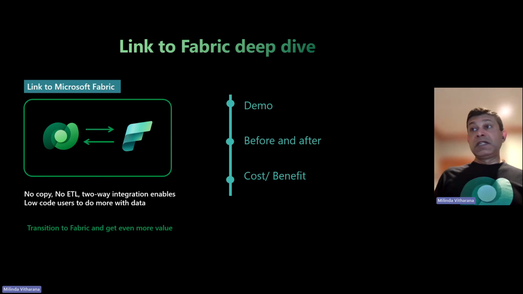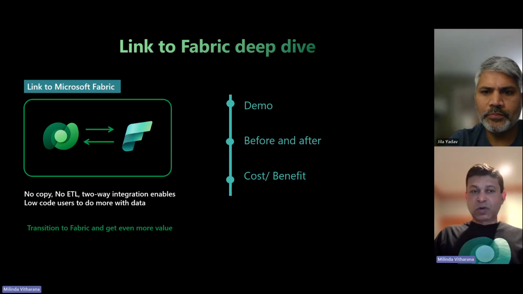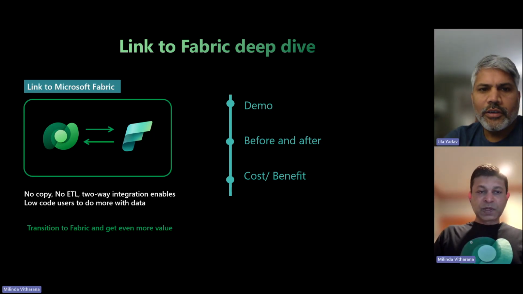So let's dive a little deeper. Let's look at Link to Microsoft Fabric, how it works, how easy it is to configure, but also how do you transition from what you have today to an architecture that benefits from Link to Fabric. And not only that, we will have JJ, who's a principal solutions architect who's worked with many, many customers, also talk about the costs and benefits that you can look forward to in this transition. Over to you, JJ.